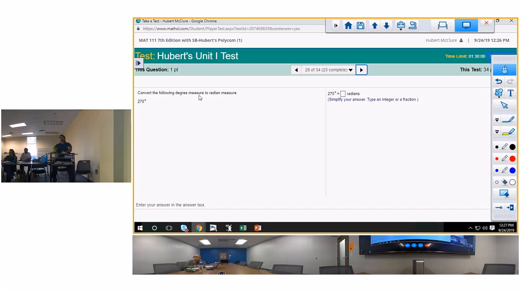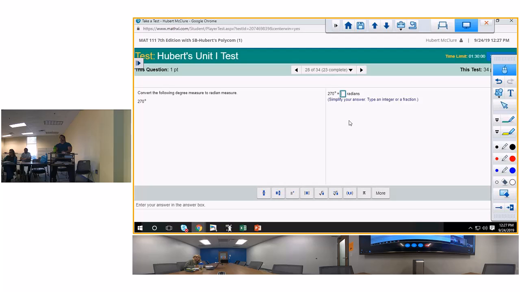Convert the following degrees to radians. So what do you multiply by? Pi over 180. So that's going to be 27 over 18, which is what? 9 pi over 6, which is 3 pi over 2. Somebody help me out there. 3 pi over 2.